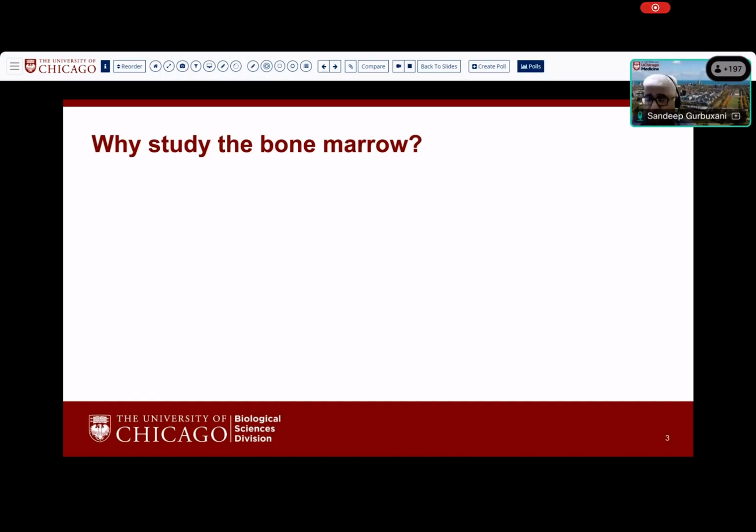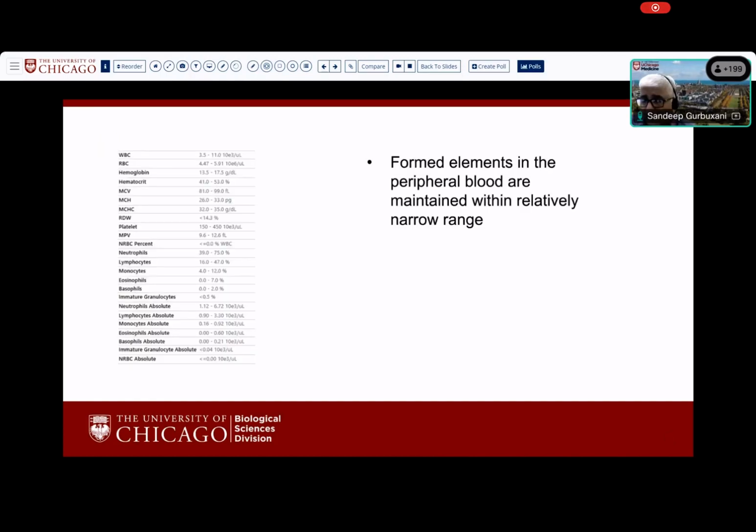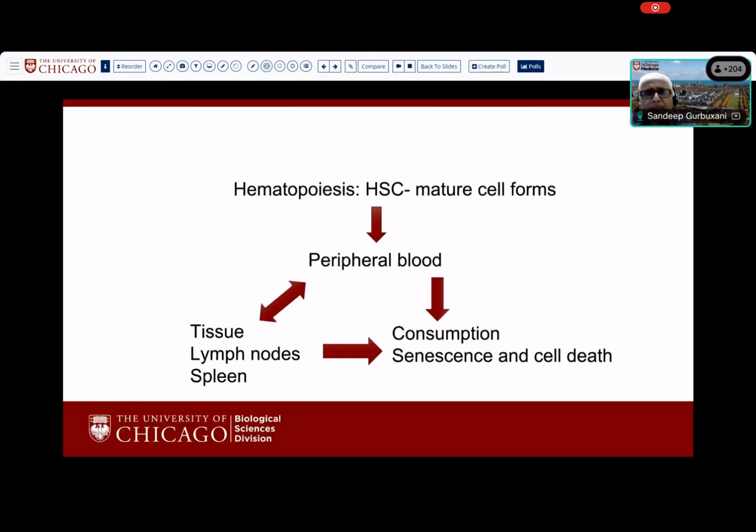So why study the bone marrow? Why do we even need to be familiar with this, more the content for this morning's discussion? You're all familiar with these kind of results that we see all the time. It's a type of complete blood count as well as differential that's listed there. And I refer to these as formed elements. And in a healthy adult, these are maintained within a relatively narrow range. And the way these are maintained in this narrow range is by this sort of constant back and forth that happens. So we're obviously looking at the peripheral blood here.